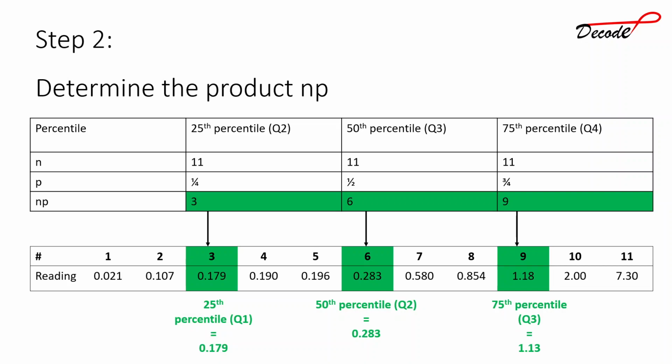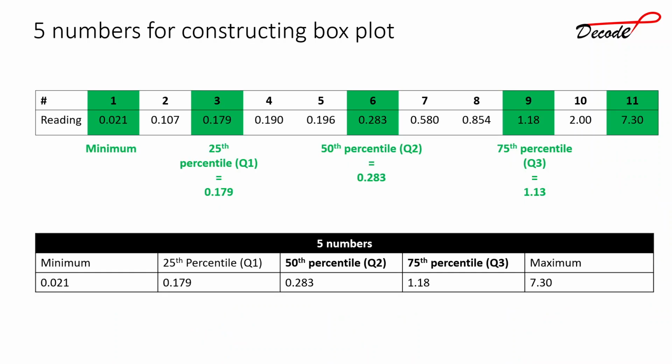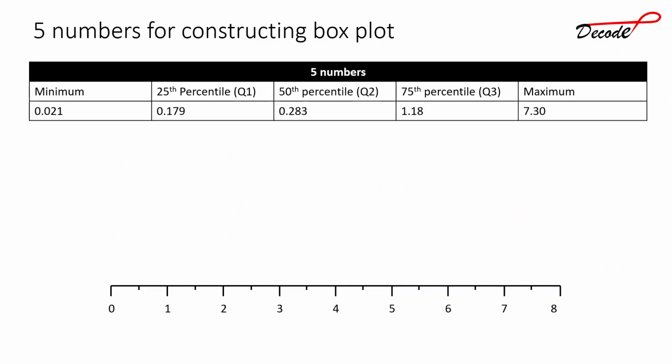After obtaining these three values, we need to locate the minimum value, that is the lowest value in the observations, and the highest value, that is 7.30 in the observations. After getting all these values, the 5 values required for constructing the box plot, we will move on to construct the actual box plot. This is the 5 number summary shown in the second table. So these are the 5 numbers.